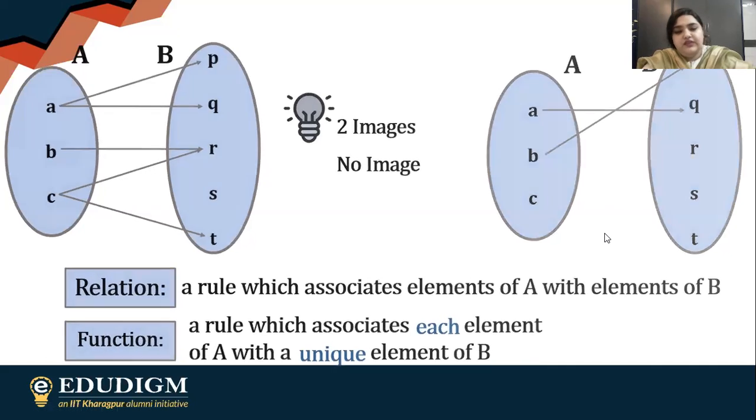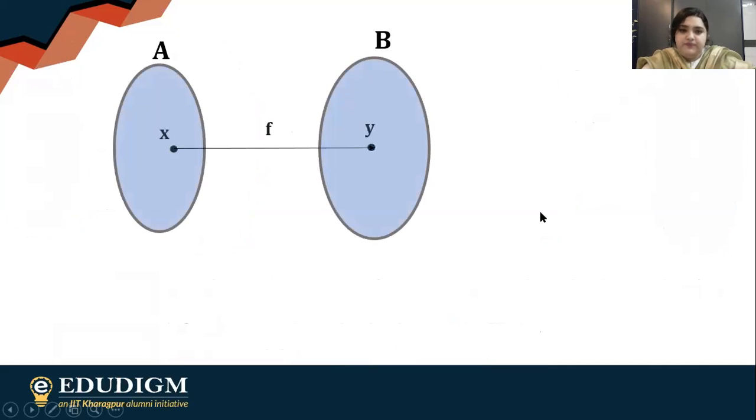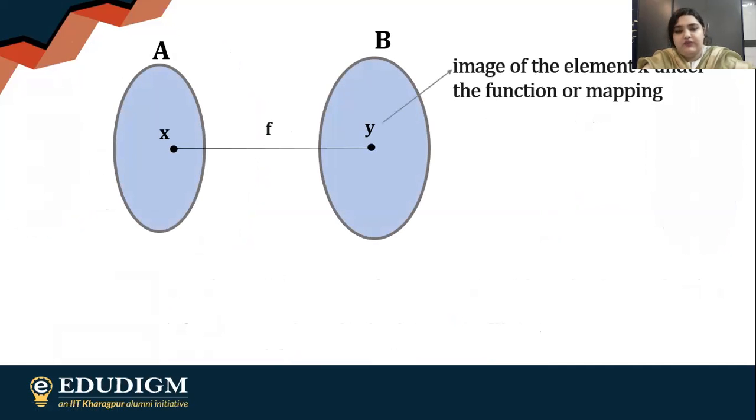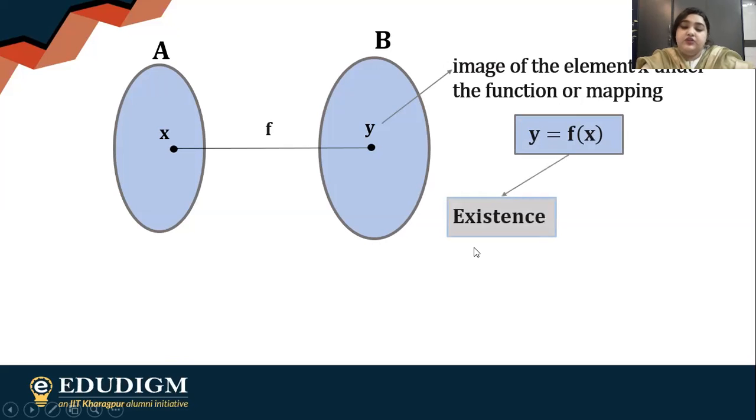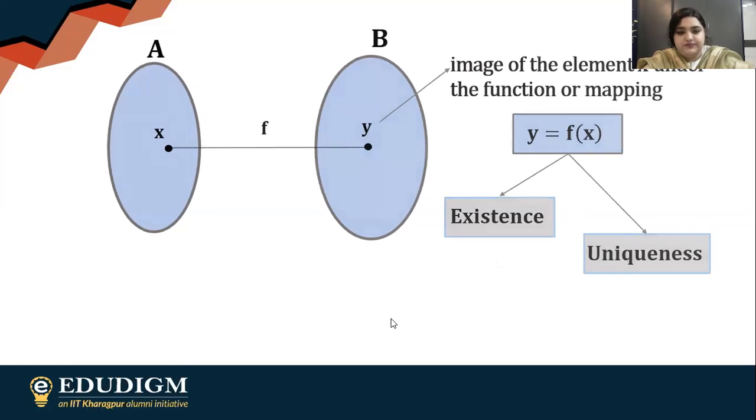Now, basically what we are going to do is take a function from A to B. It is actually mapping x to y. We can say that y is the image of the element x under the function or the mapping. We alternatively write y equals f(x). Now, there are two things which we are actually concerned with when it comes to functions. So we need the existence and the uniqueness.